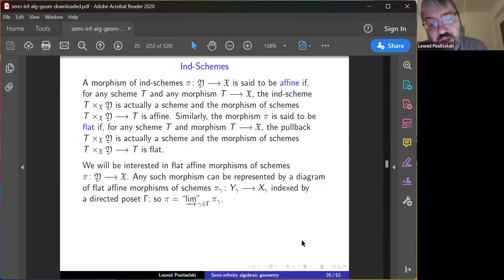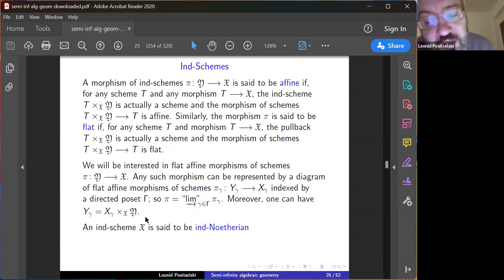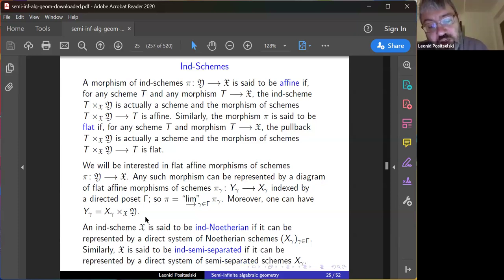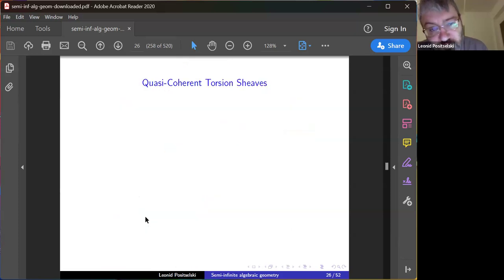So pi is a "direct limit" in quotes of pi_gamma, and this in fact holds for any morphism of ind-schemes. But moreover, in the case of a flat affine morphism, one can obtain it as a direct limit of flat affine morphisms of schemes, and one can have Y_gamma to be the pullbacks of X_gamma and Y over X. Then an ind-scheme X is said to be ind-Noetherian if it can be represented by a direct system of Noetherian schemes, and ind-semi-separated if it can be represented by a direct system of semi-separated schemes.